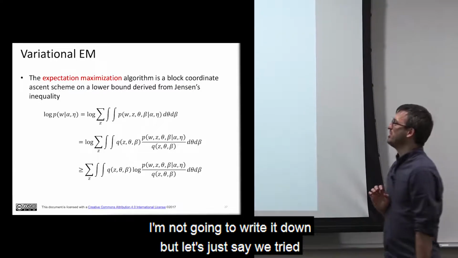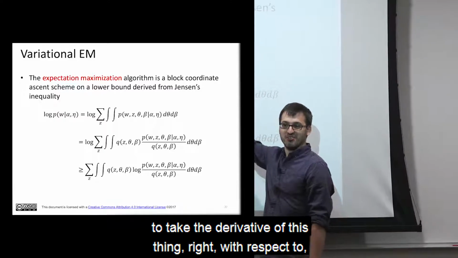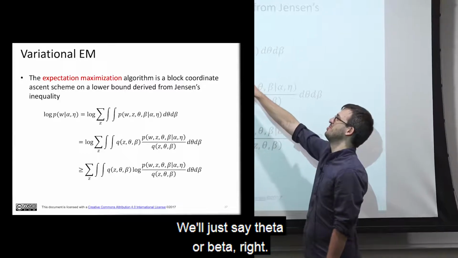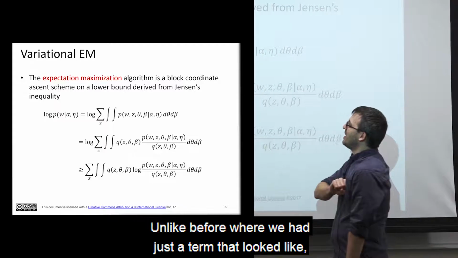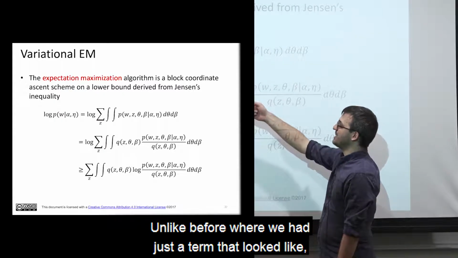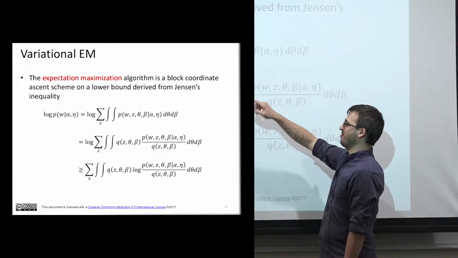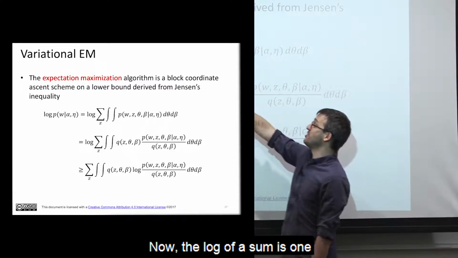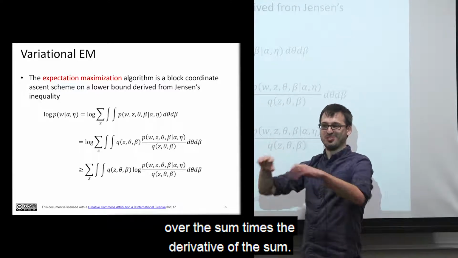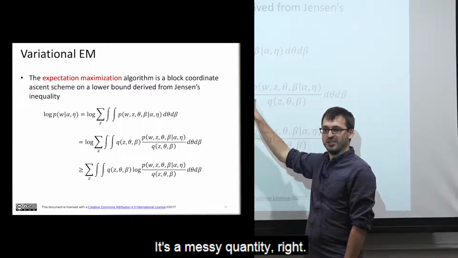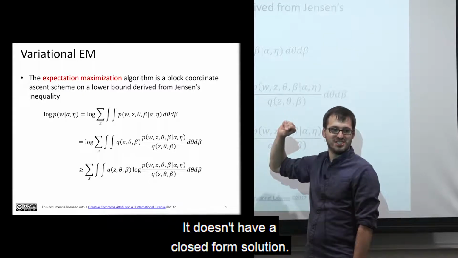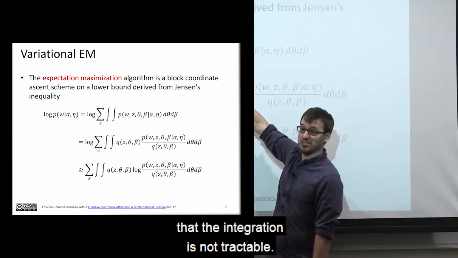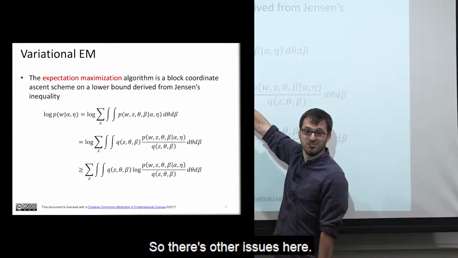I'm not going to write it down, but let's just say we tried to take the derivative of this thing, right, with respect to theta or beta or z. Well, z is discrete, but let's say theta or beta. Right? Unlike before, where we had just a term that looked like something times log of that parameter, now the log of a sum is 1 over the sum times the derivative of the sum. It's some messy quantity, right? It's not nice. It doesn't have a closed form solution. And even worse, it actually might be that the integration is not tractable. So there are other issues here.